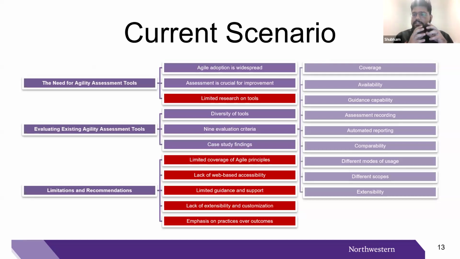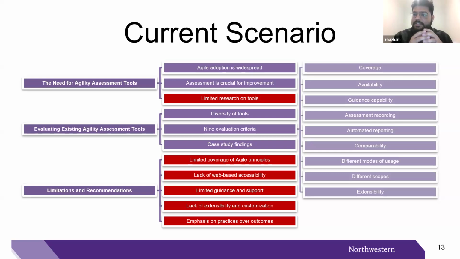So understanding firstly the case study and then the general industry trends, there are a few scenarios that we can be certain of. That there is a need for agility assessment tools, that there are existing agile assessment tools because a few companies do use them, even if not successfully, and that these agile assessment tools have their own set of limitations. Within these three broad categories, I would first want to address the need for agile assessment tools, where agile adoption is widespread. There are no doubts about that.